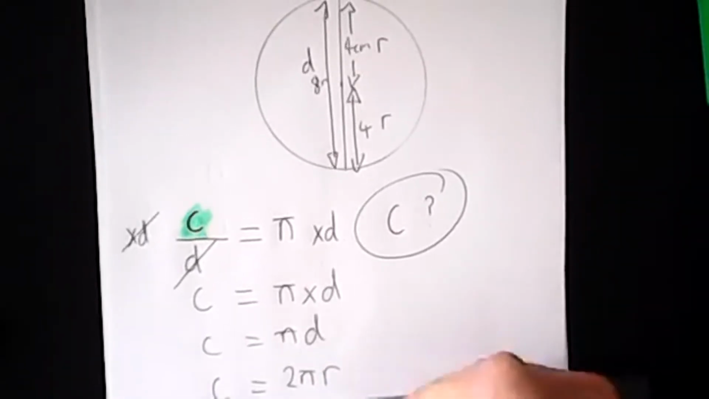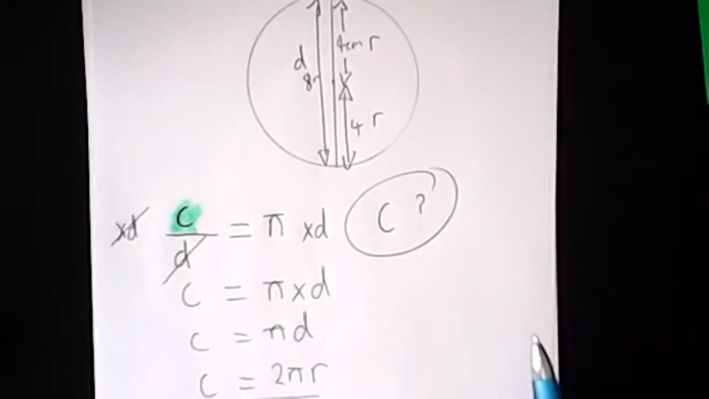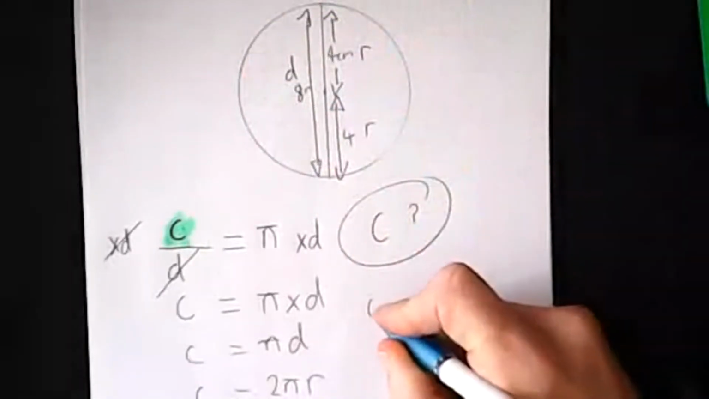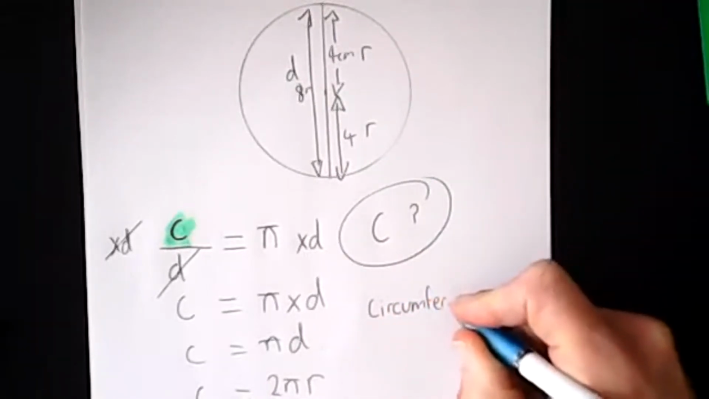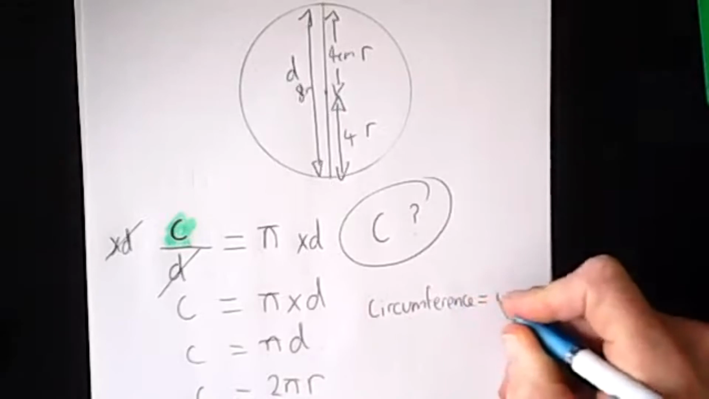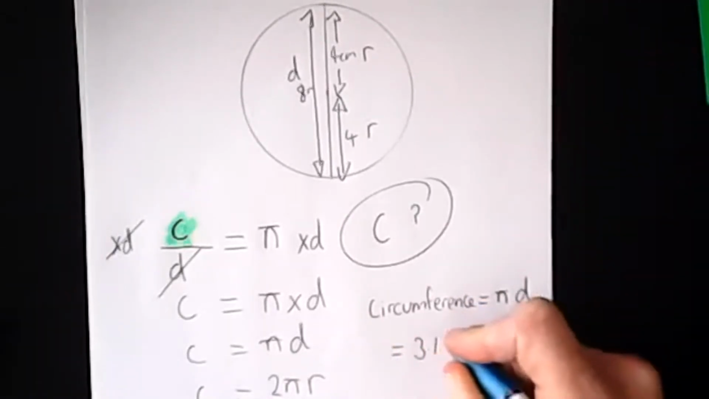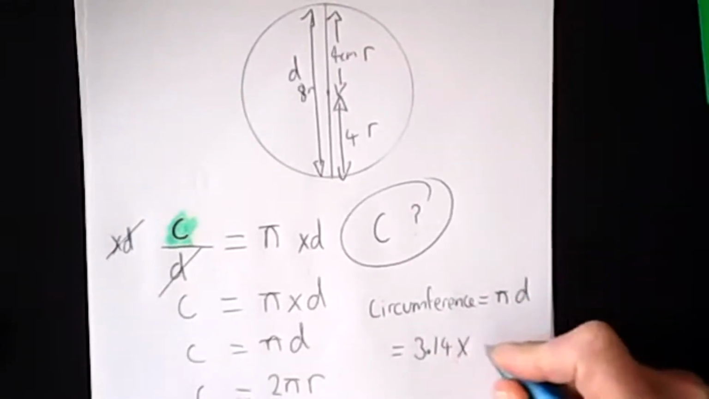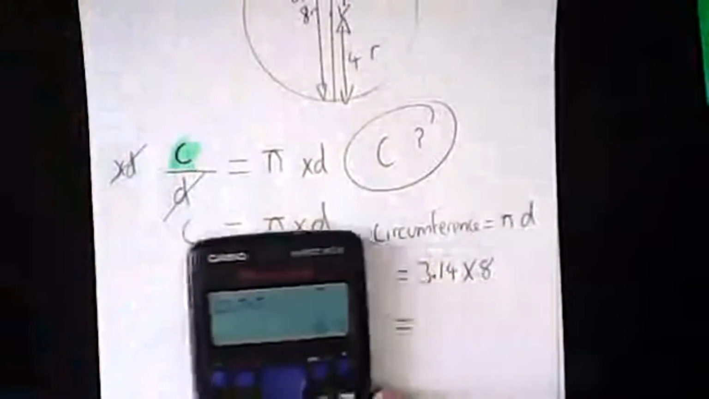So that's it, folks. That's all there is to it. So just to finish off, what we want to do here is work out the circumference of this circle. So all we do now is use this formula. Circumference equals pi D, and that's 3.14 because we know what pi is. It's the same every time, multiplied by 8. So on your calculator, 3.14 times 8.